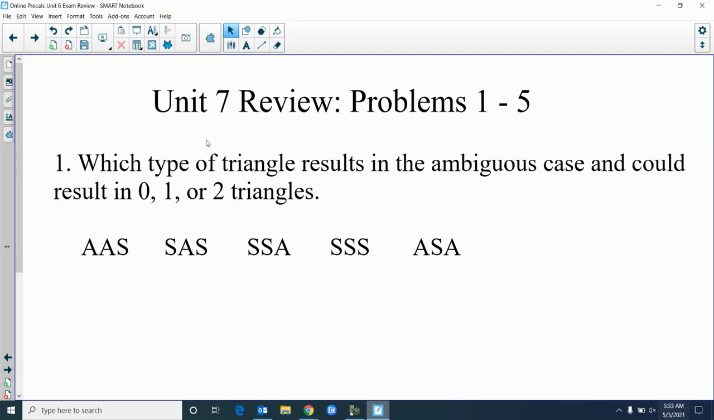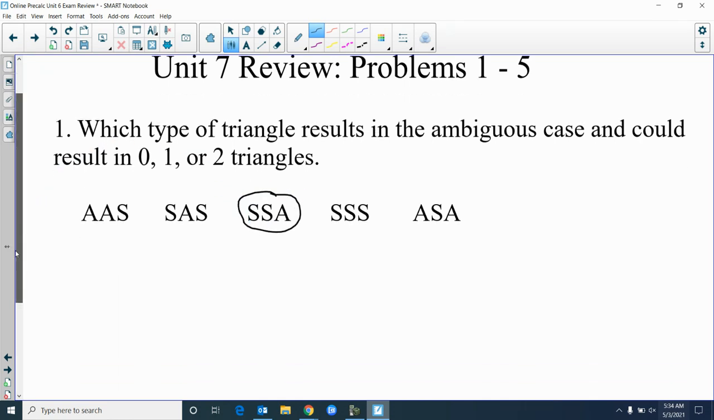All right, when solving different types of triangles, we use either law of sines or law of cosines. There is one case, which is called the ambiguous case, which could result in 0, 1, or 2 triangles. Every other case will result in 1 triangle only, so you do not need to test it other than this one case. And that one case is side-side-angle.